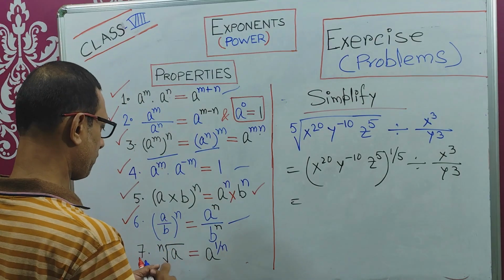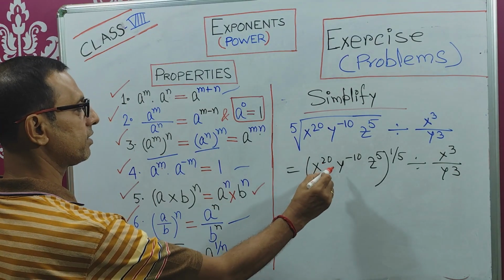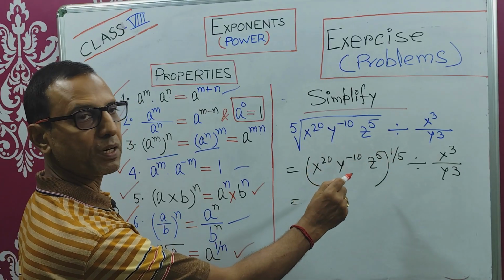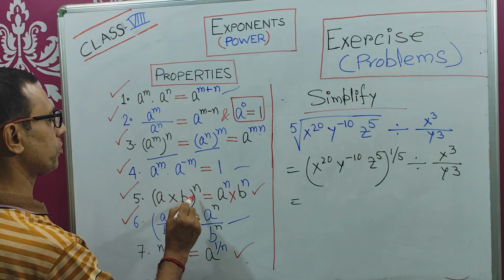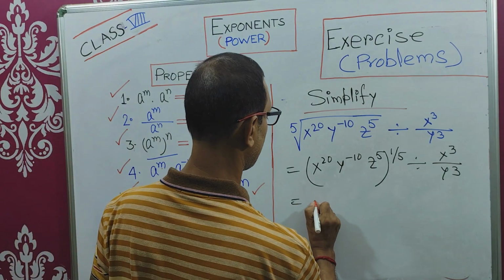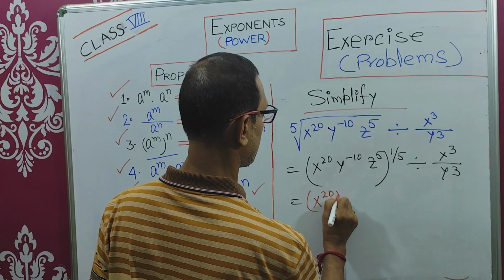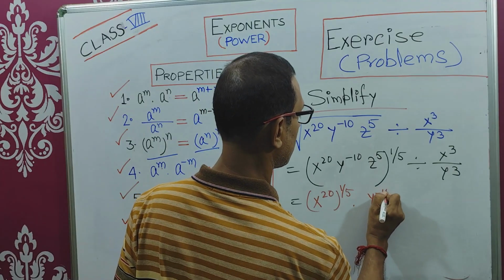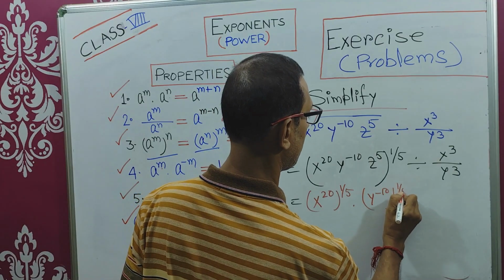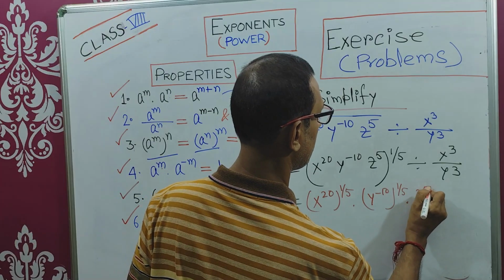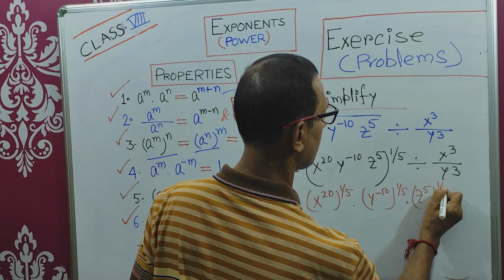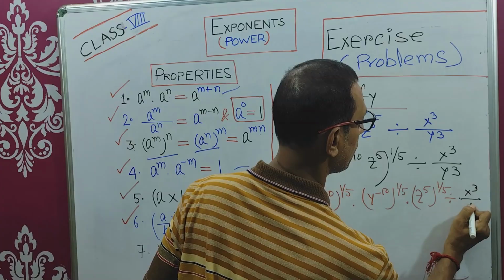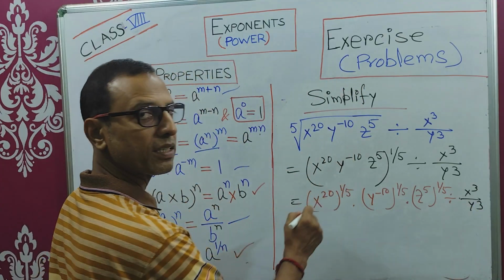Now this is the first formula we have used. Second one is, if a into b into c whole to the power n means a to the power n into b to the power n into c to the power n. This is what? (a into b) whole to the power n equals a to the power n into b to the power n. So what you can write down? (x to the power 20) whole to the power 1 by 5 into (y to the power minus 10) whole to the power 1 by 5 into (z to the power 5) whole to the power 1 by 5, and then divide x cube by y cube.